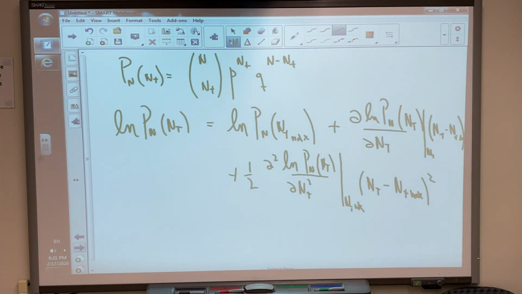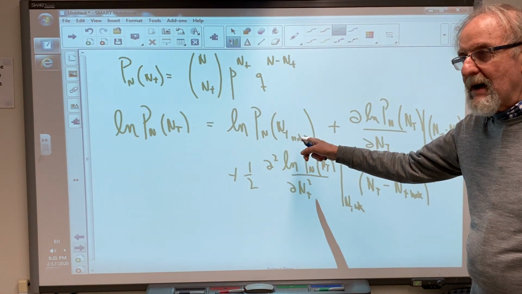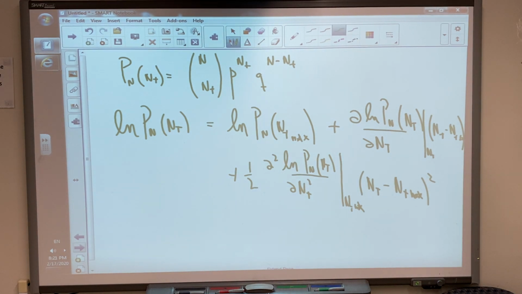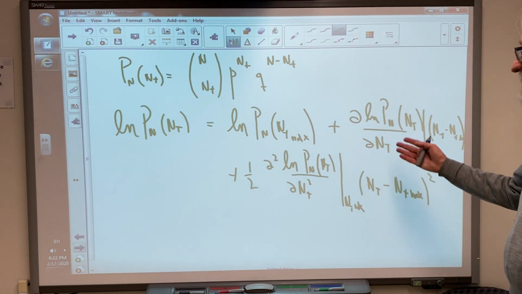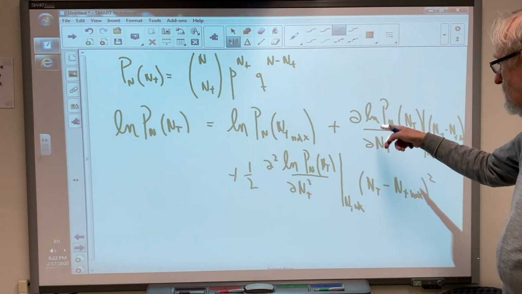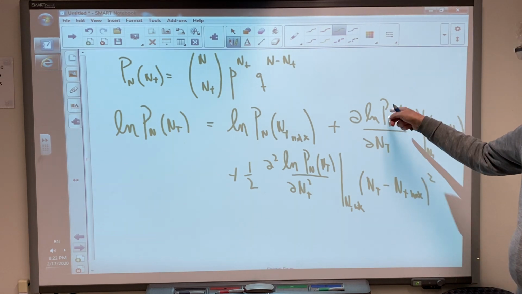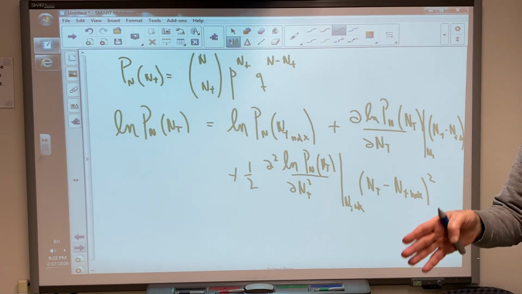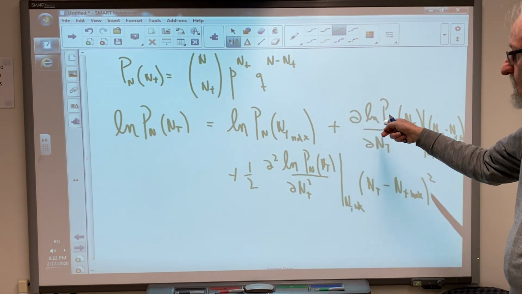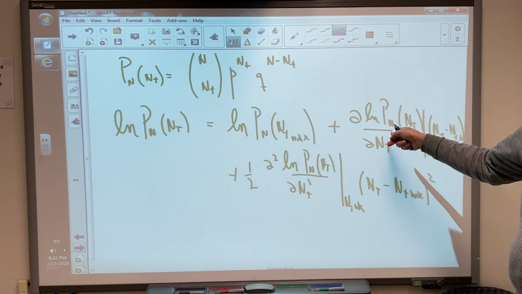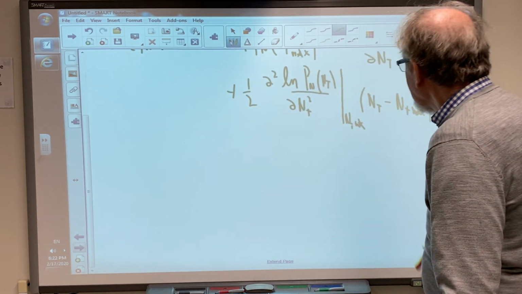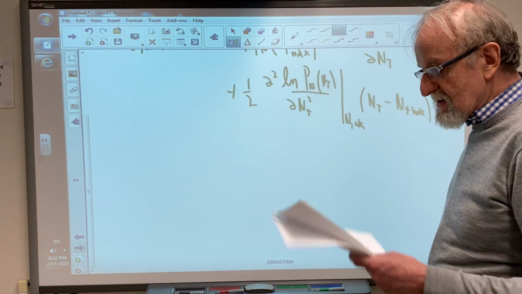Of course, I need to calculate who all these things are. Who is n plus maximum, and what is this derivative, and what is this derivative. So I need to calculate 3 things. Actually, only 2 things. Because once I find the maximum, the derivative calculated at the maximum will be 0. So this term, in any expansion, when you expand the function around the maximum, the first term does not appear. When you expand anywhere else, yes.